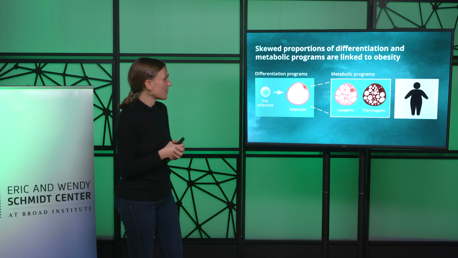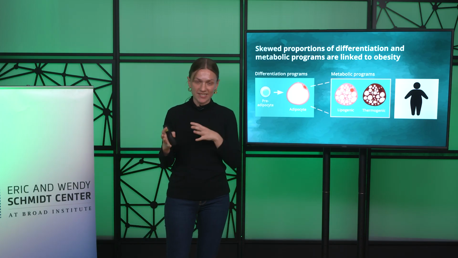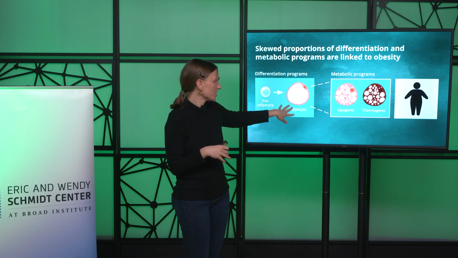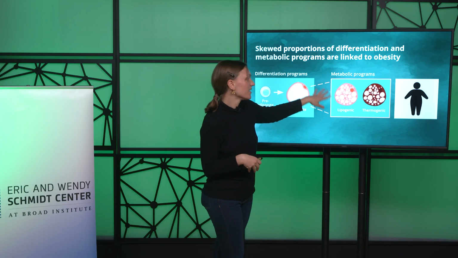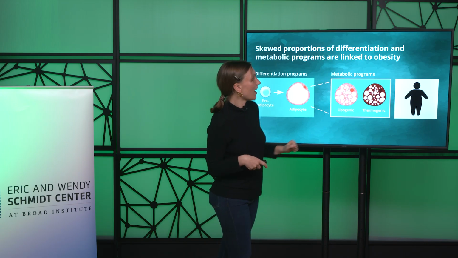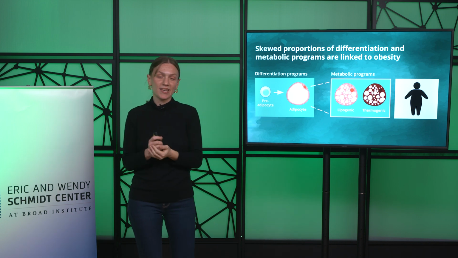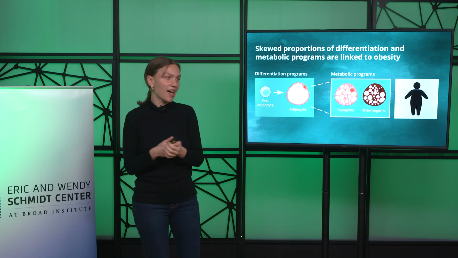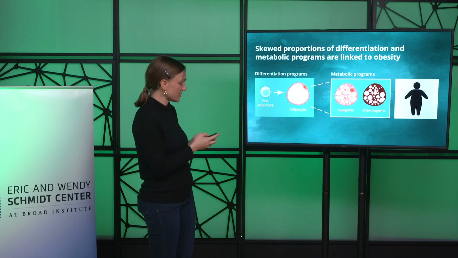And one reason that we're particularly interested in these programs is because of their association to obesity. And so what we know is that skewed proportions of some of these cells, in particular, for example, a high proportion of adipocytes or a high proportion of lipogenic adipocytes or a low proportion of thermogenic adipocytes is linked to obesity. And so the hope is that by really understanding these different cells, we can do a better job at treating patients with obesity.